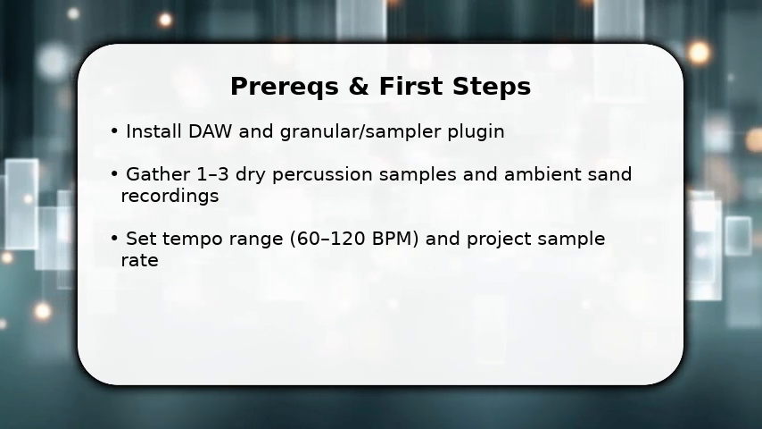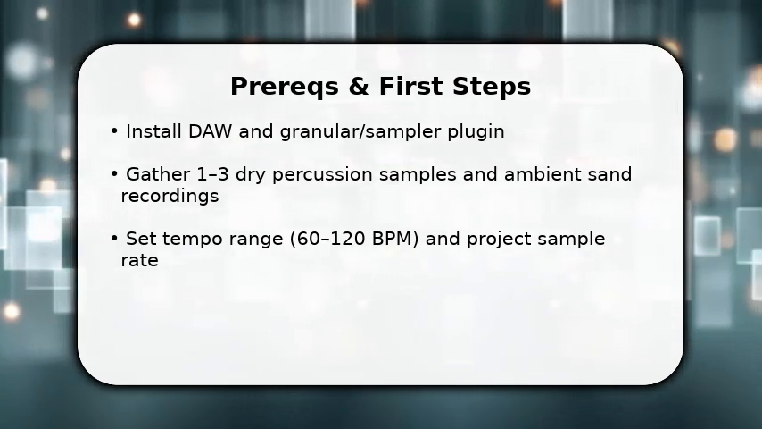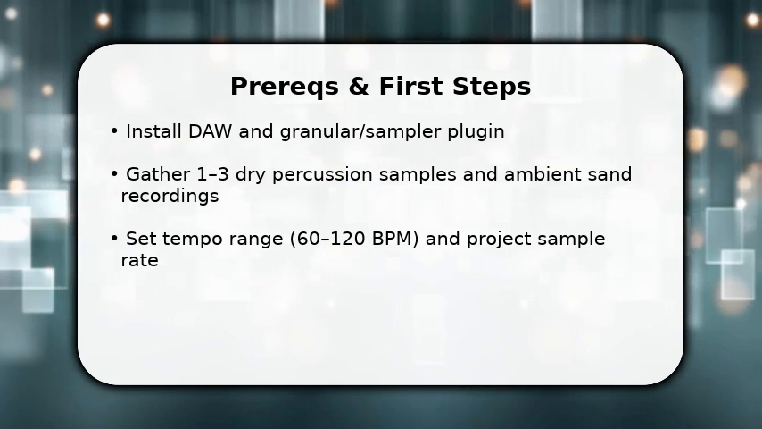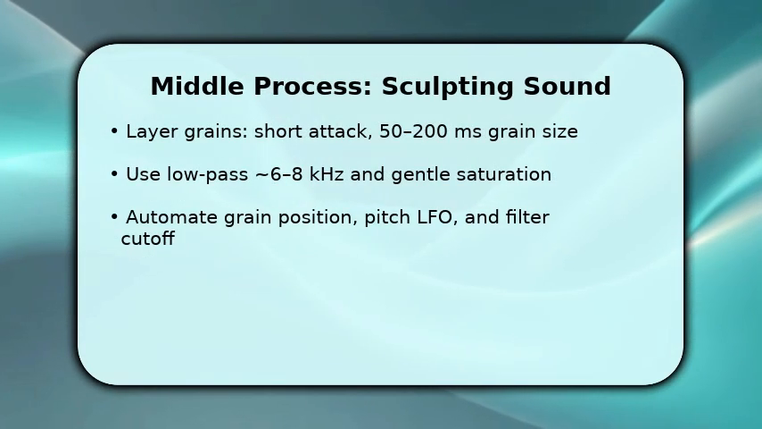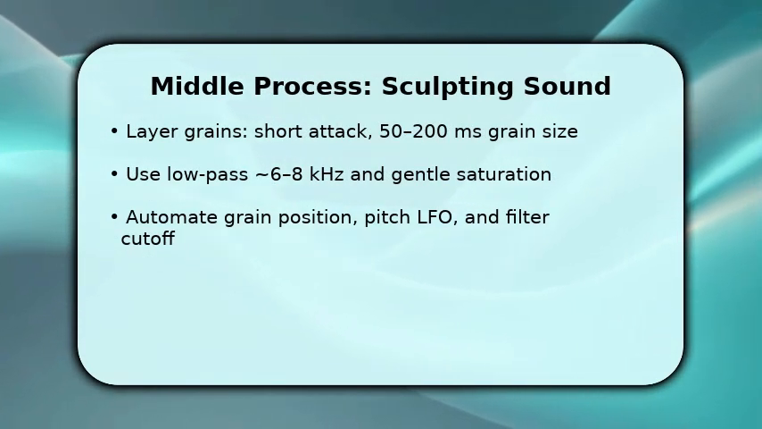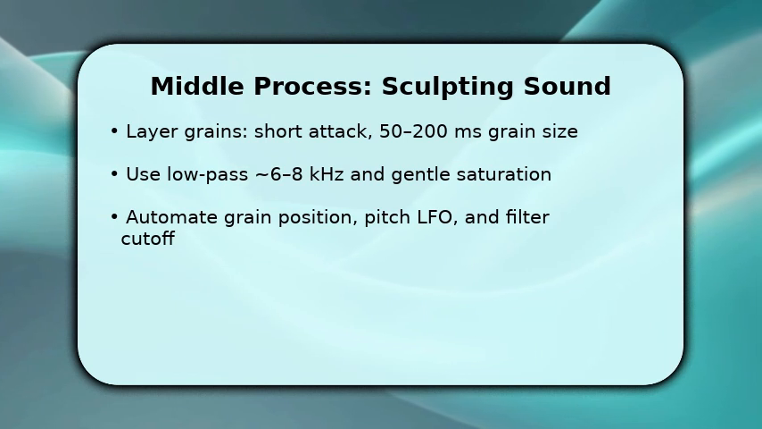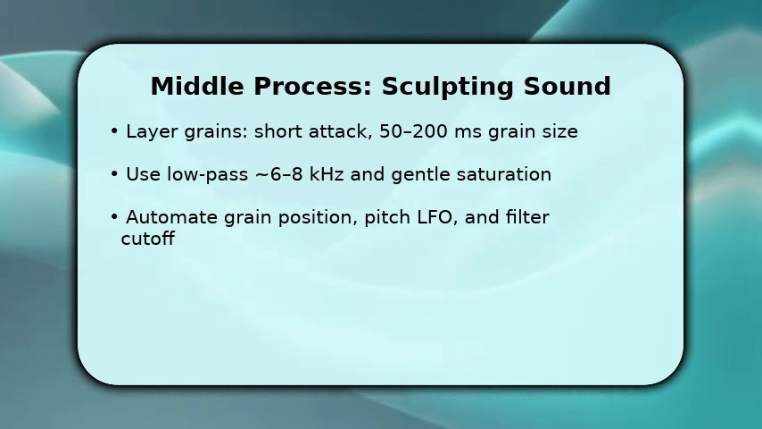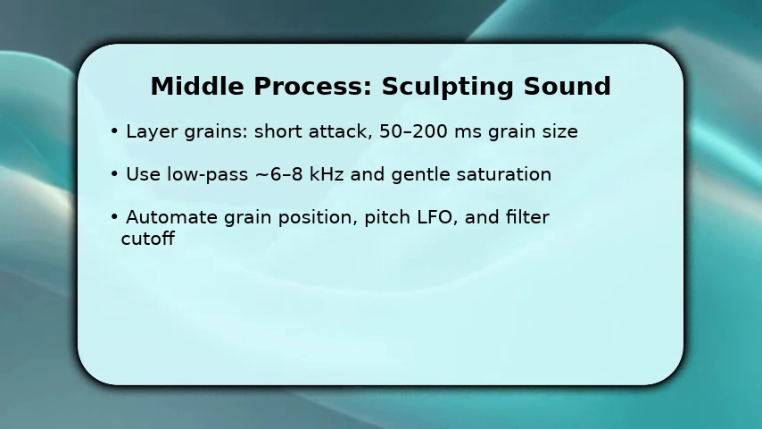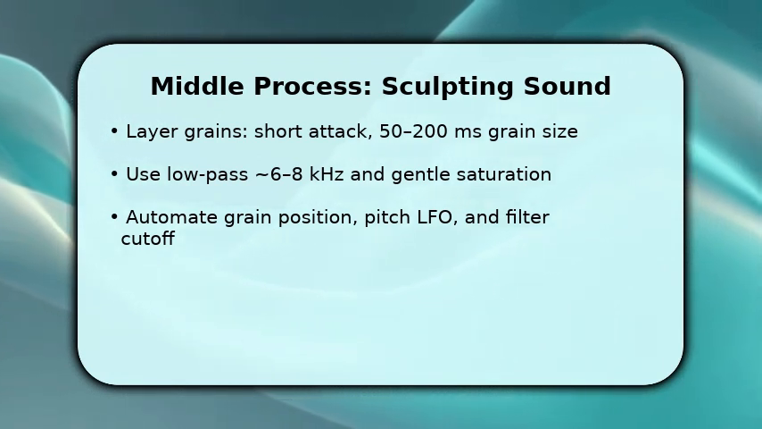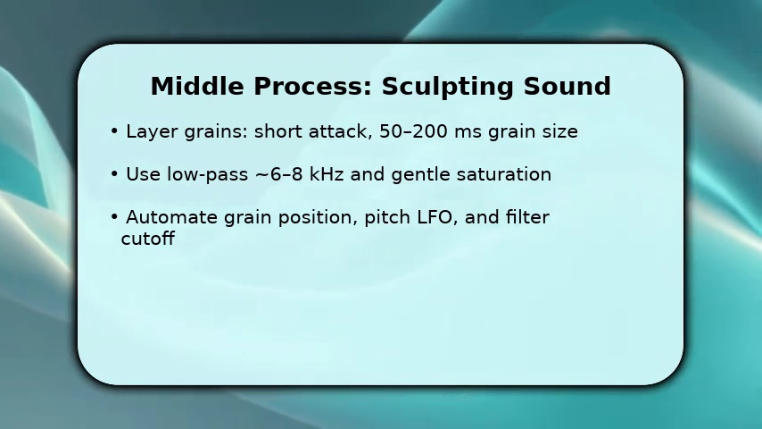Now create a dedicated track for grains and a separate return for reverb so you can shape texture without muddying rhythm. Next, you sculpt the sound. Load grains with short attacks and grain sizes between 50 and 200 milliseconds to create a sand-like pattern. Then layer the grains with a low-pass filter around 6.8 kHz and add gentle saturation for bite. This keeps the texture warm.